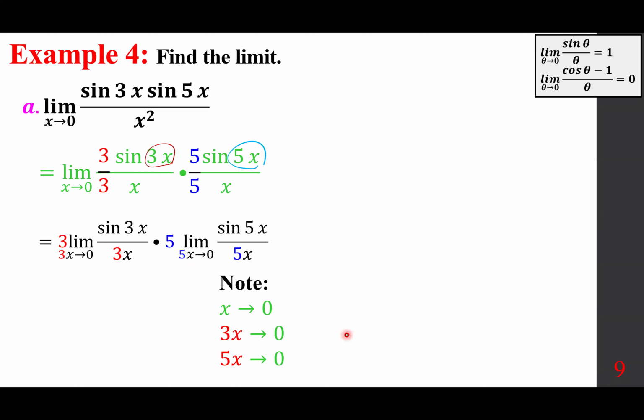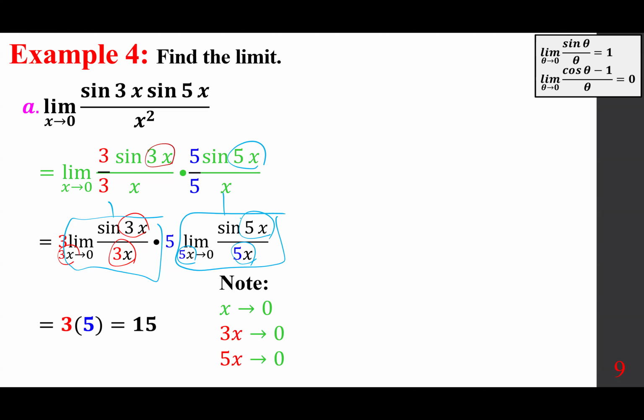So why am I changing it to 3x here? Because I want these three to be identical, so I must change it. And now each piece goes to 1, and the answer is 3 times 5 equals 15. Okay, so that's using the fact that the limit of sine theta over theta as theta approaches 0 equals 1.